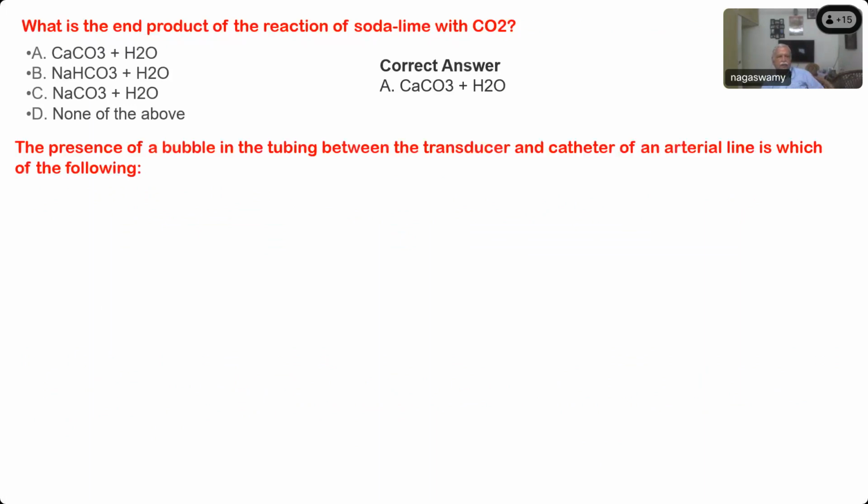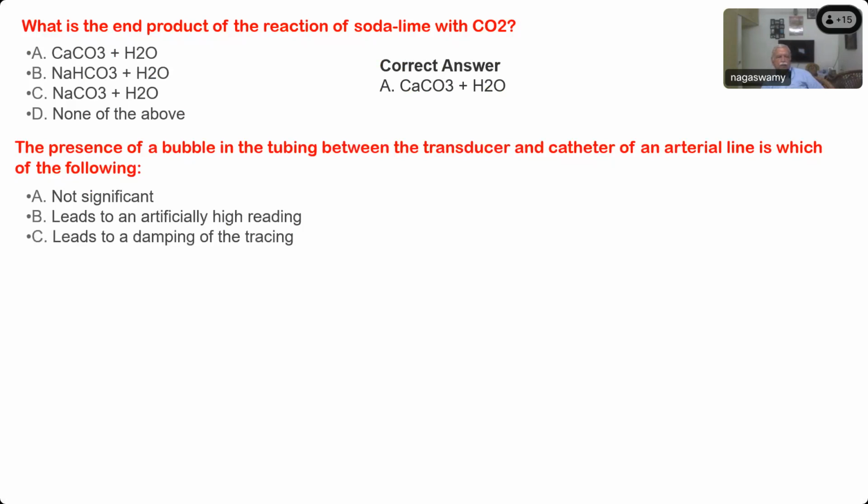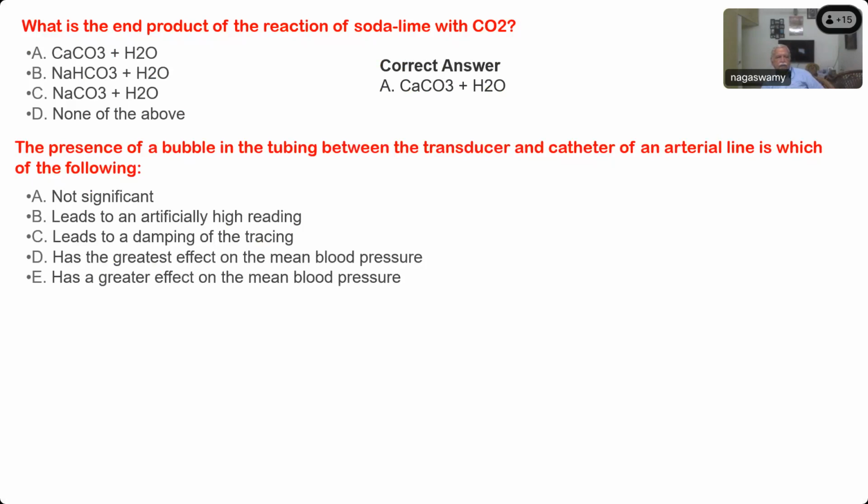The presence of a bubble in the tubing between the transducer and an arterial catheter has which of the following things: no significance, leads to an artificially high reading, leads to a damping of the tracing, has the greatest effect on the mean blood pressure, has a greater effect on the mean blood pressure. These are options 4 and 5.